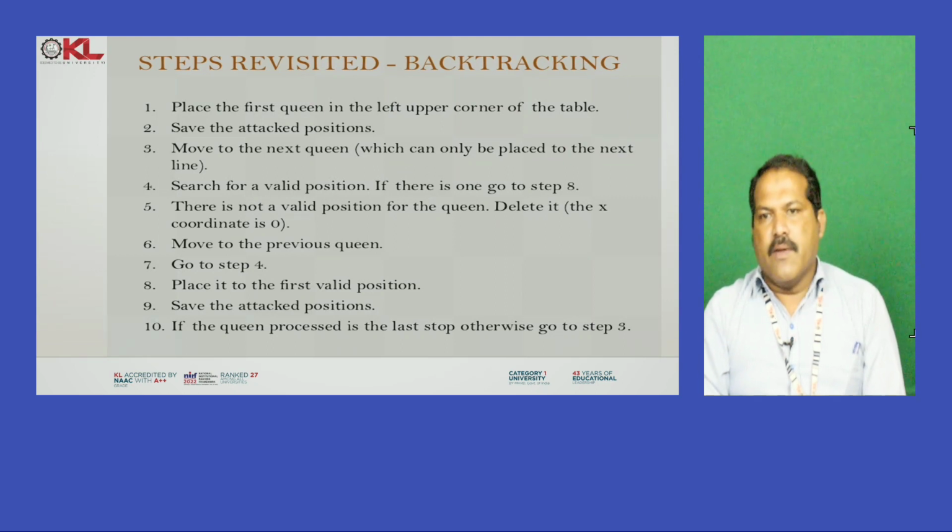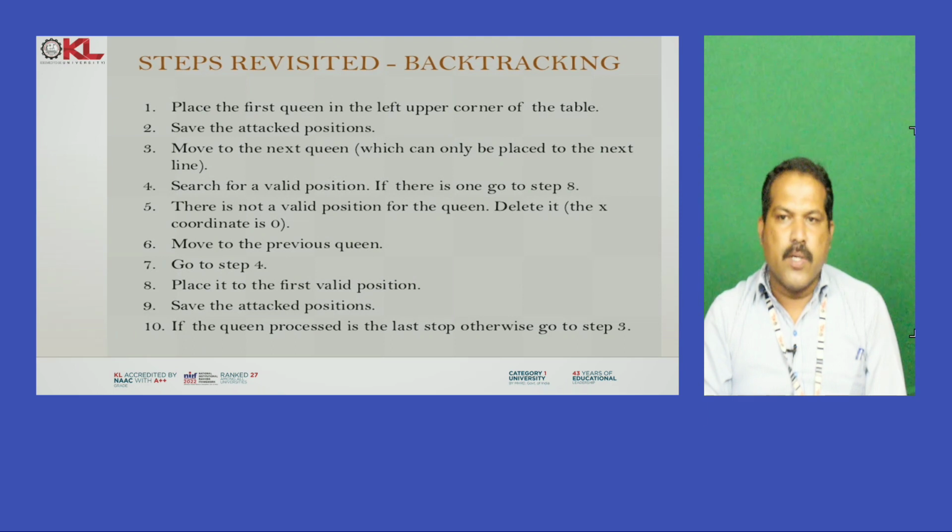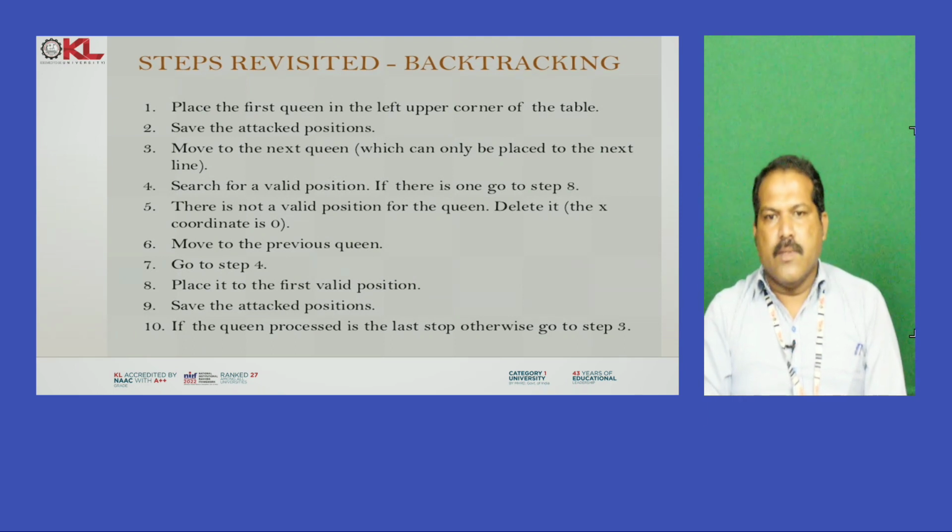Next you are going to search for a valid position. If there is a valid position, you can either keep your queen there, or else you have to go to step 8. What is step 8? Place it in the first valid position. Next, fifth point: if there is not a valid position for the queen, delete it. Then again you go for backtracking. Where the problem comes, you search by backtracking and again see the solutions of the problem.